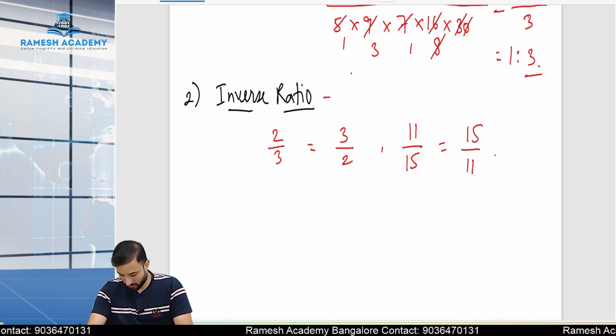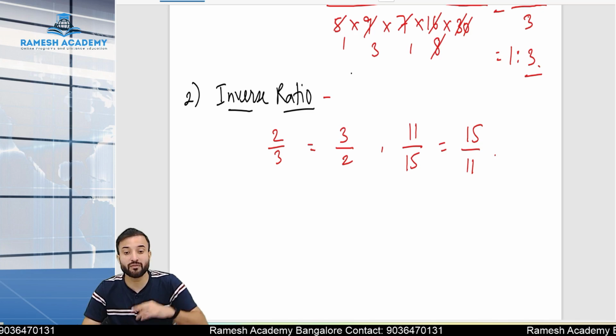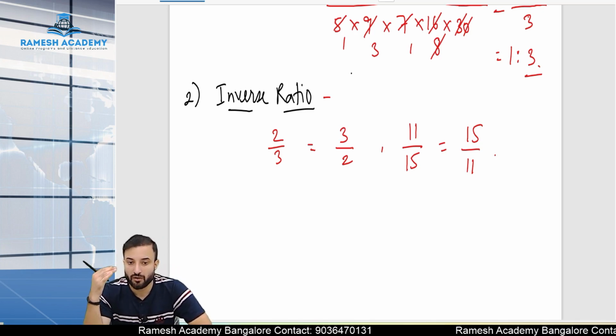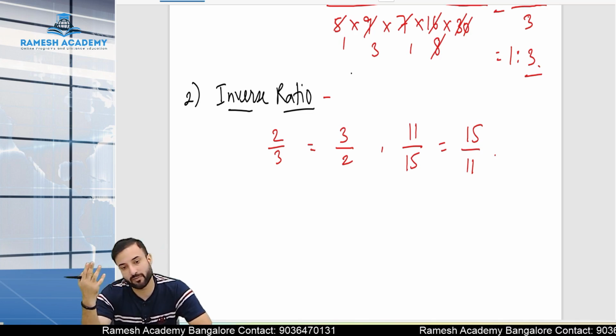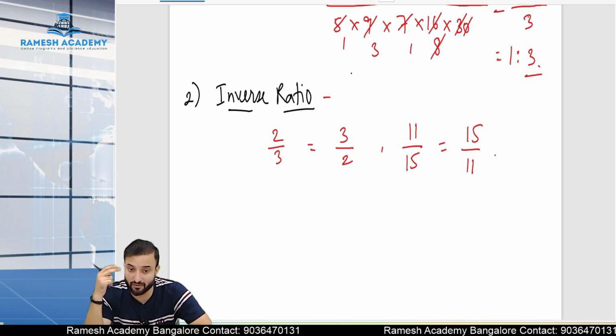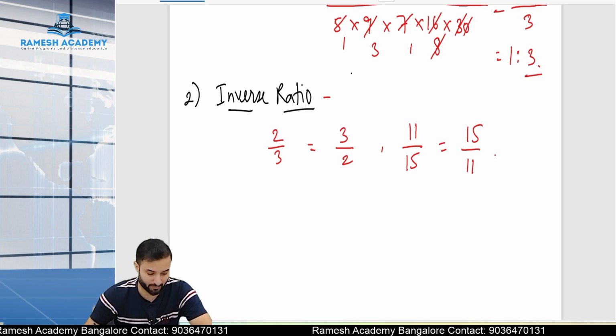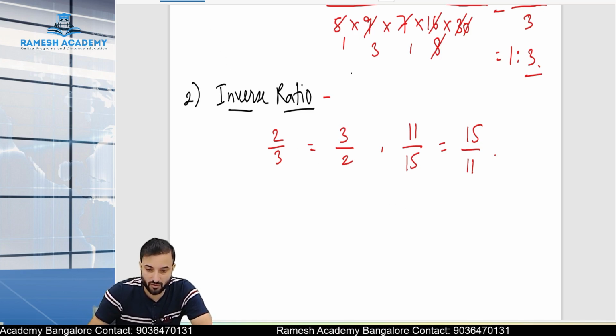Inverse means we will do the opposite. Here the numerator will become the denominator, and the denominator will become the numerator, or you can say antecedent will become the consequent, and consequent will become the antecedent. So that is the inverse ratio. Now we will go for the third one.